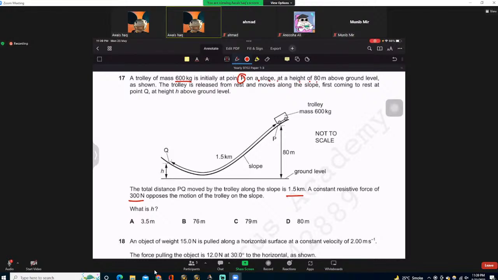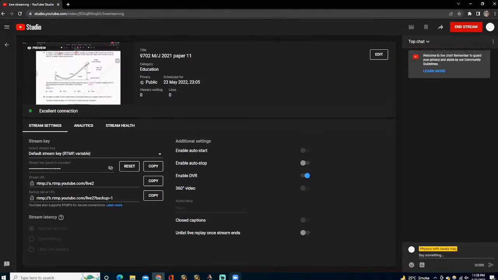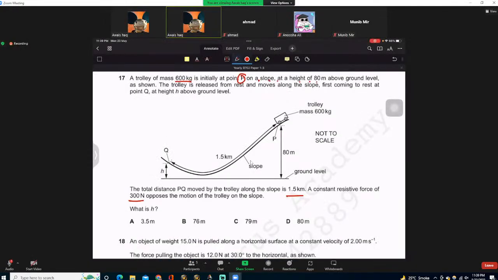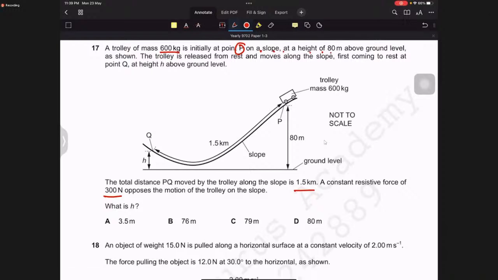But wait a second. I just need to see something which is happening here. Okay. I need to take full screen. All right. So a constant force of this.